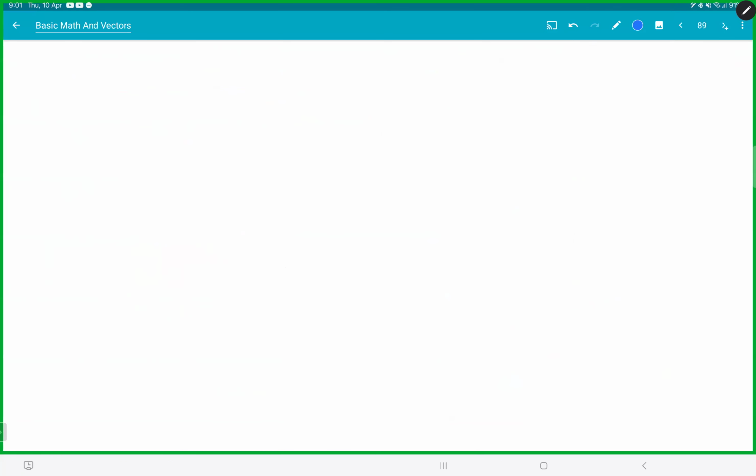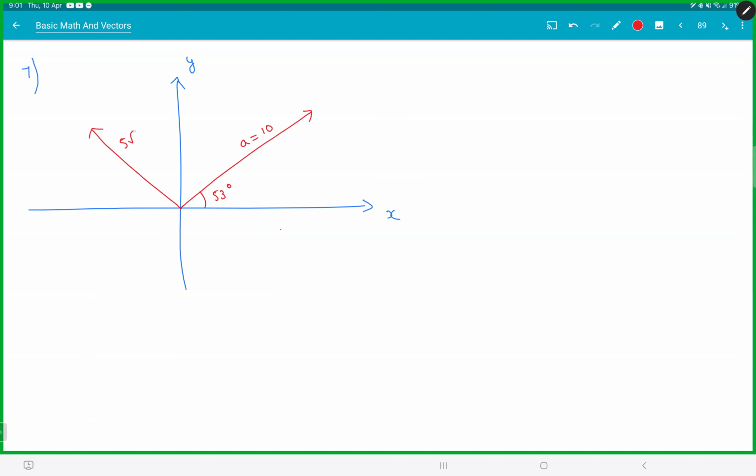Let's see a question. So this is x, this is y. So I'll give you some vectors. I want you to divide them into components, okay? So this is a vector. Let's say A is equal to 10. This is 53 degrees. So I want you to write in terms of i cap, j cap, like that. This is 5 root 2. This is 45 degrees. Let's call this B. Let's say this is C is equal to 6. And let's say this is 30 degrees.